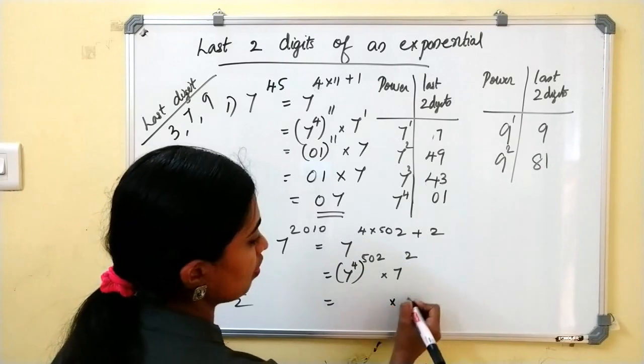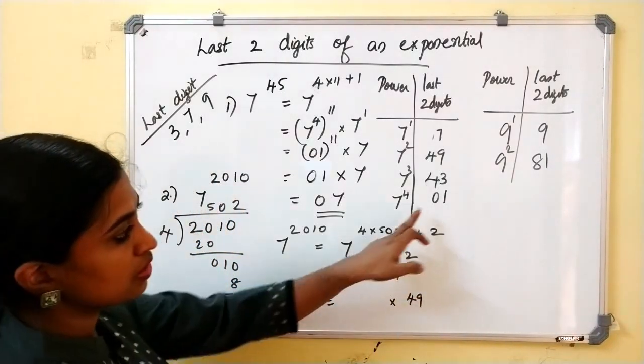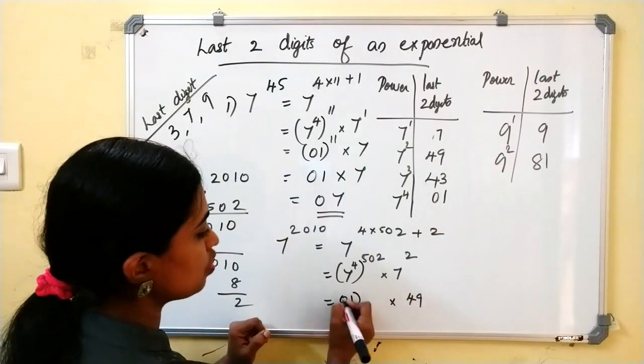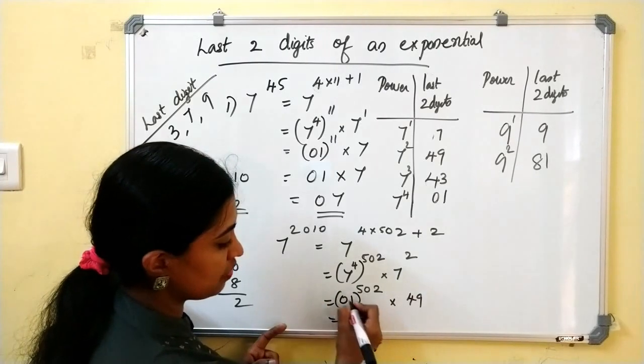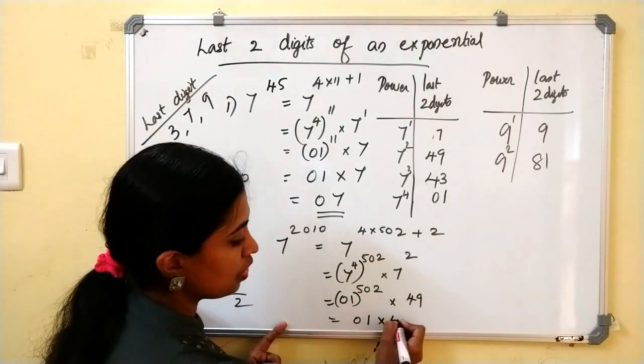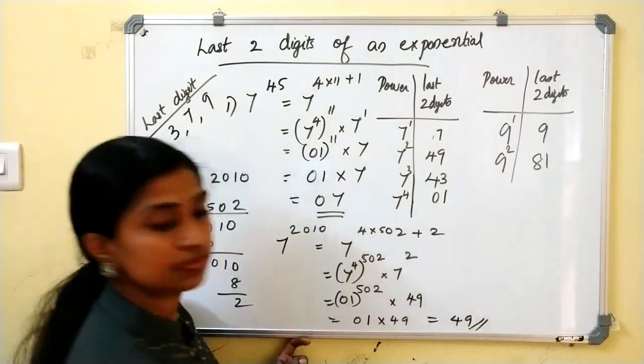7 square is 49. 7 raised to 4 is what? 01. So 01 raised to 502, so the ending digit is 1. 0 into 2 is 0. So 01 into 49. So the last two digits are 49. Okay.